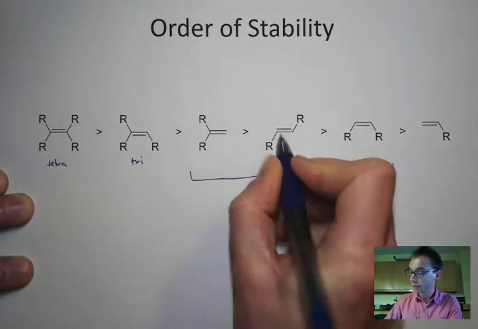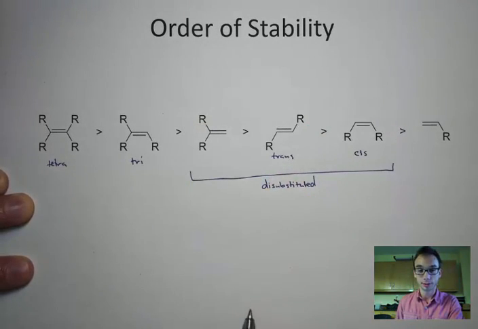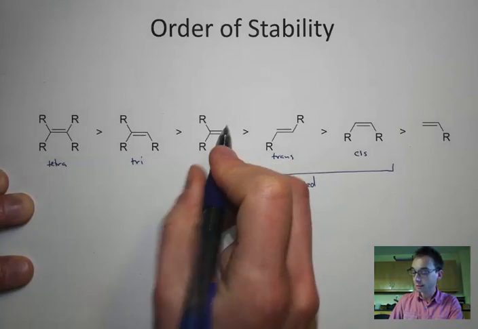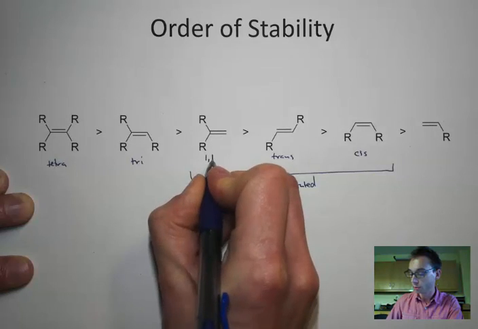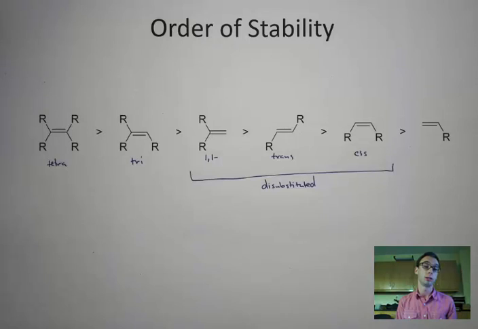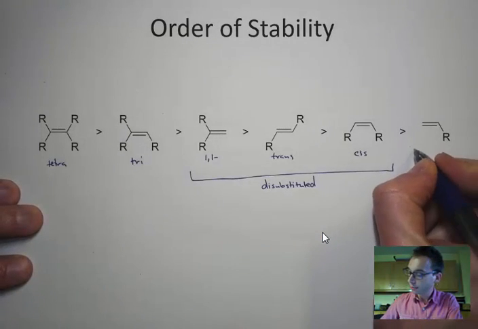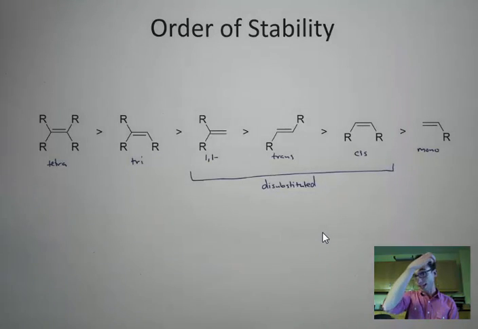So we know that trans is more stable than cis, and that's because of sterics. And it turns out that this type of alkene, where both of the R groups are on the same carbon, these 1,1-disubstituted alkenes, is actually more stable than trans and more stable than cis. Okay, and then finally, the least stable type of alkene is a monosubstituted alkene. So that is alkene stability and alkene nomenclature, and I will see you guys in class very soon.